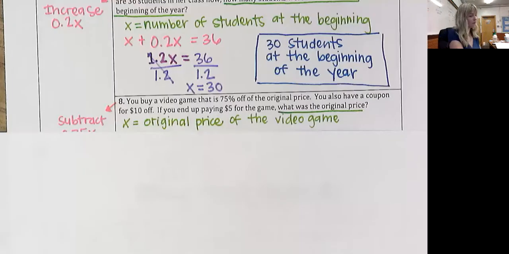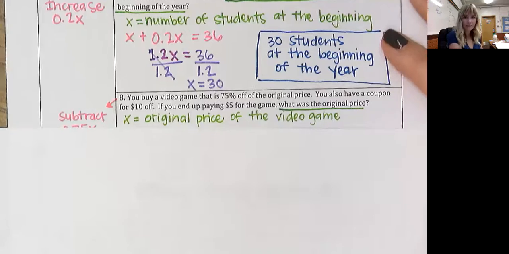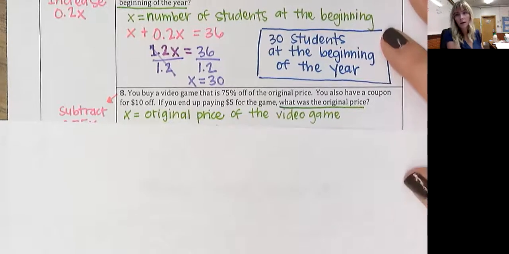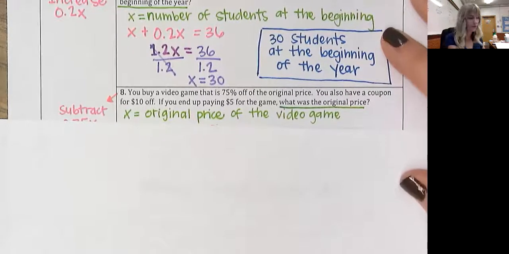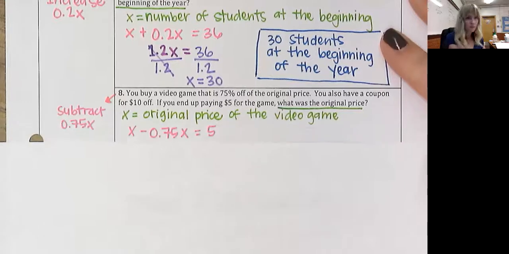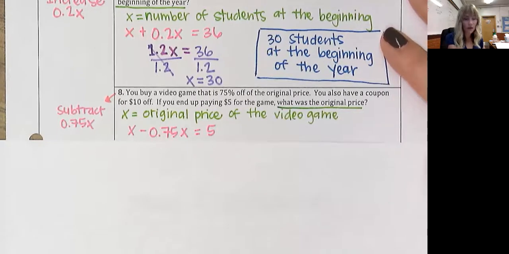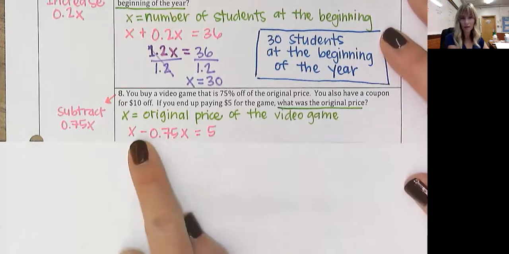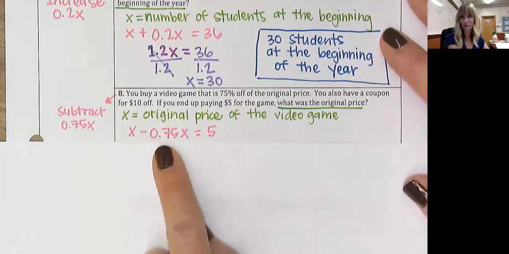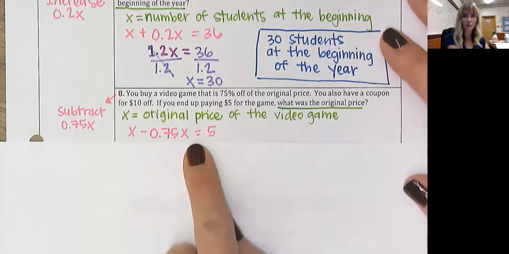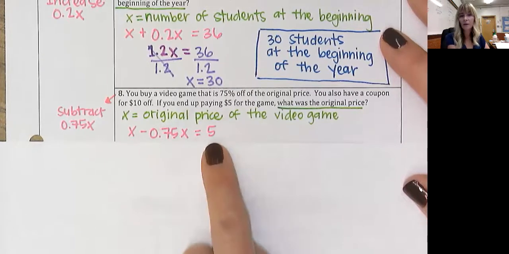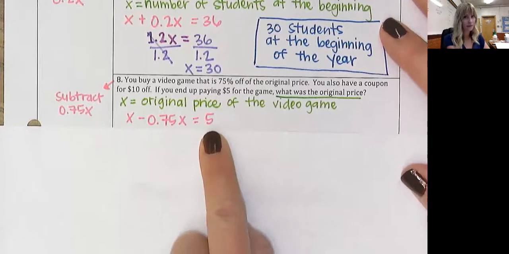All right, let's see how we did. So number 8, first, assign a variable. x is the original price of the video game. Then I made a little note to myself off to the side. You can write that down as well. And then I set up my equation. The original price minus 75% of the original means I have to change that to 0.75x. It ended up equaling $5.